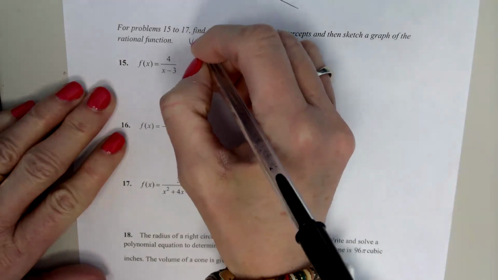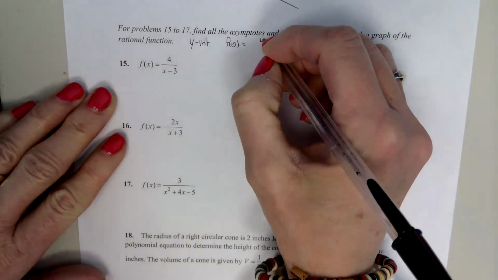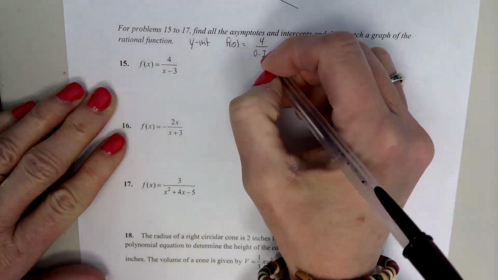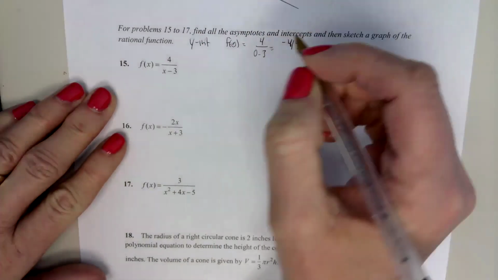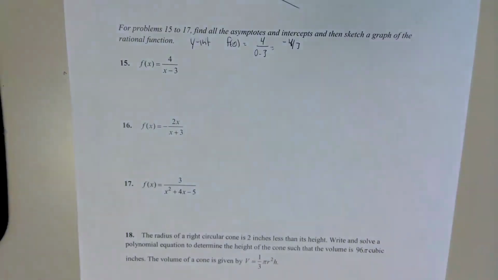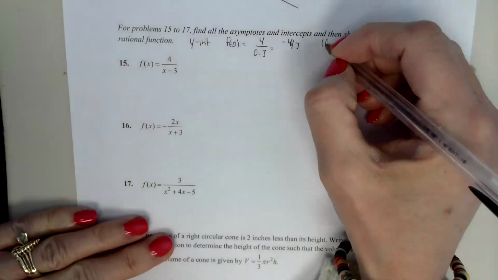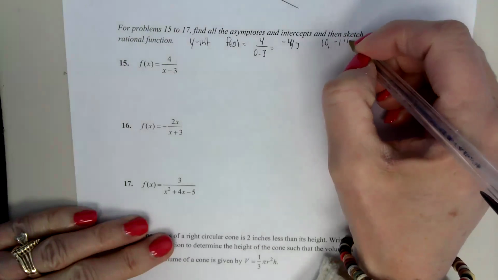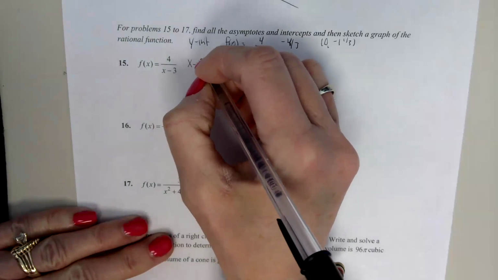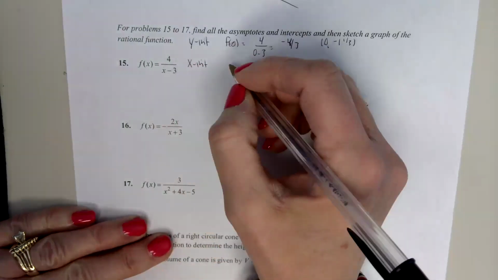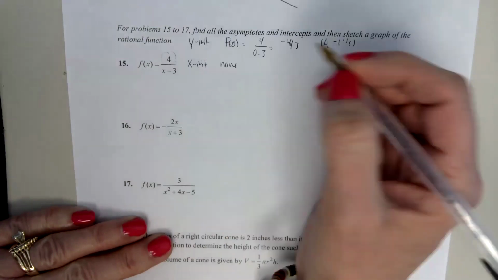So the y-intercept is the one that's easiest to start with for me, because that's when x equals 0. So that's a negative 4/3. So 0 and a negative 1 and 1/3. The x-intercepts would be when the numerator is equal to 0, so there are none. There's no x-intercepts.